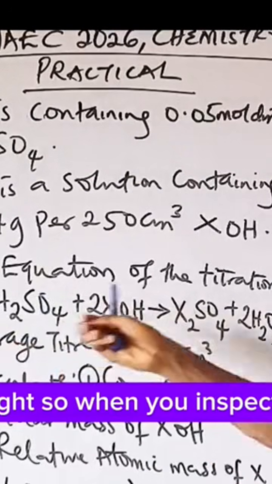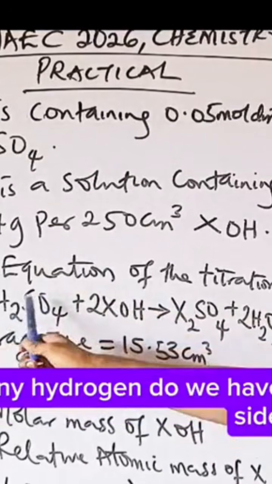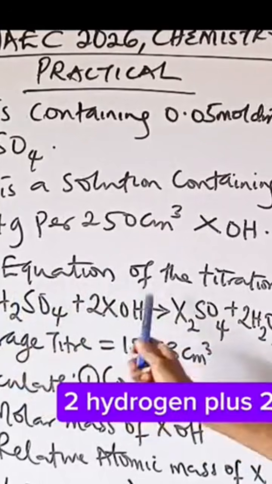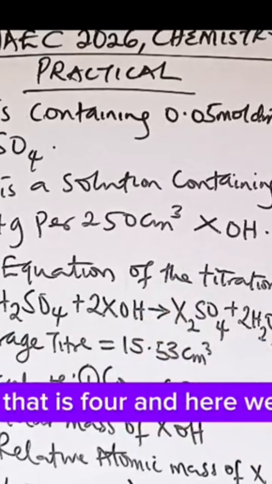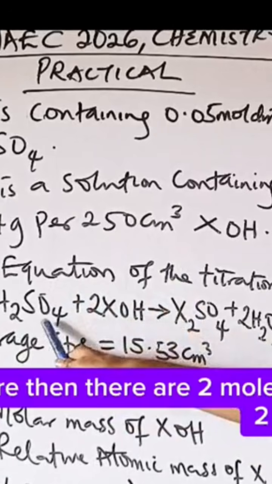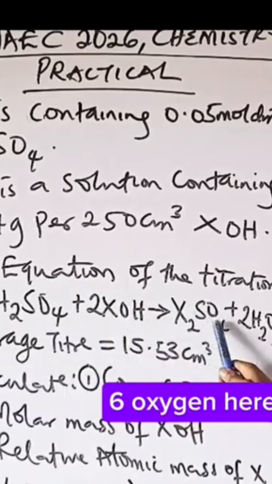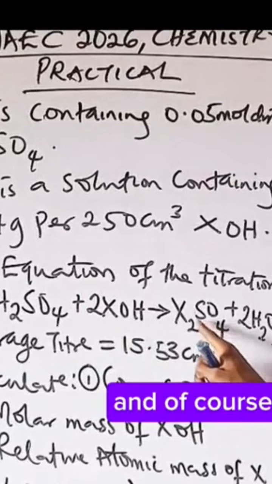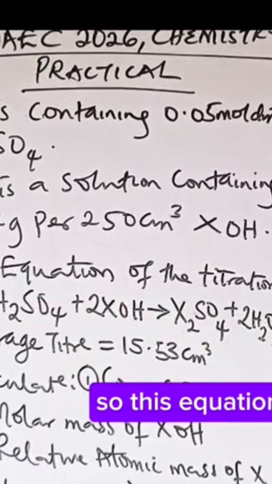All right. So when you inspect this equation, hydrogen, how many hydrogen do we have on the reactant side? 2 hydrogen plus 2 hydrogen here, that is 4. And here we have 4 hydrogen. X is 2 here, then there are 2 moles of X here. Oxygen here is 4 plus 2, 6. Oxygen here is 4 plus this 2, that is 6. And of course, sulfur is 1. So this equation is balanced.